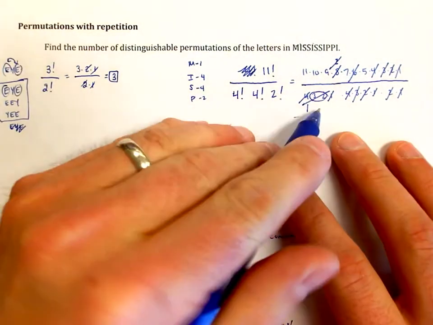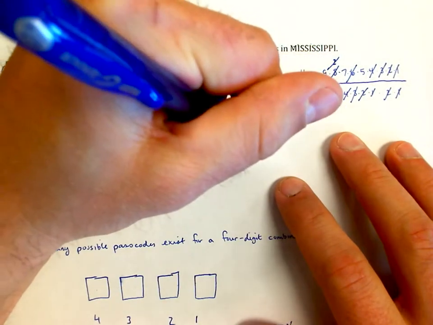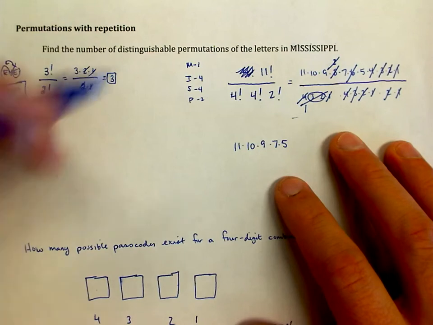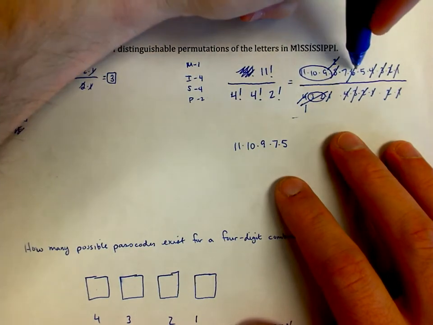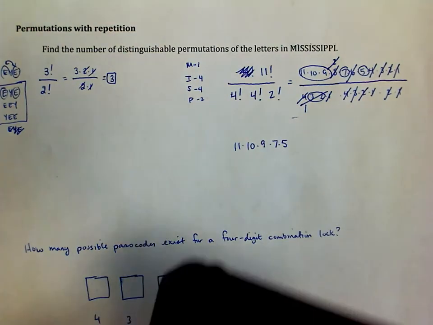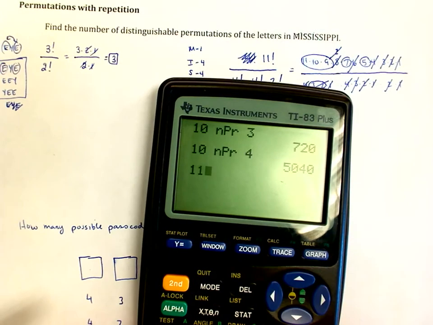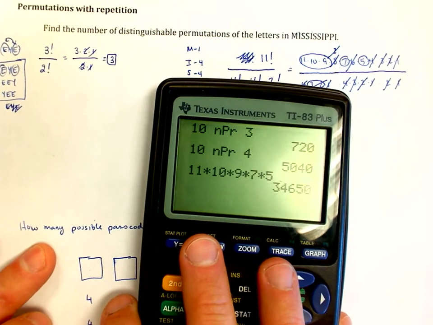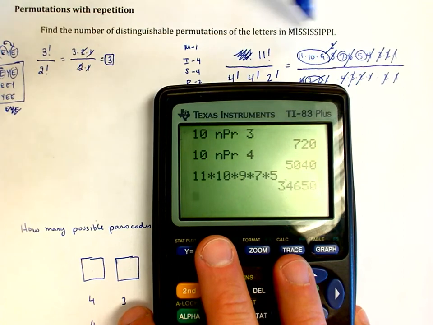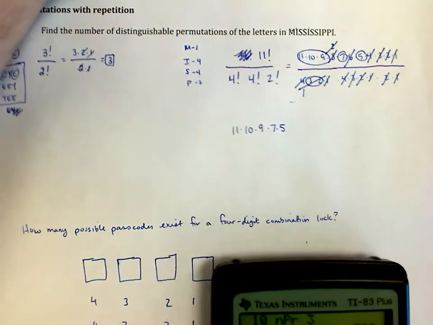I'm left with nothing on the bottom. On the top I have 11 times 10 times 9 times 7 times 5. That looks like what's remaining, right? So the answer would be 11 times 10 times 9 times 7 times 5. There are 34,650 different ways that I can rearrange the letters in Mississippi to spell unique words.